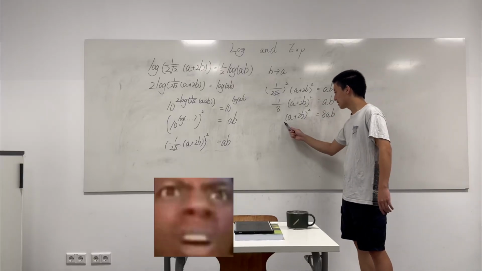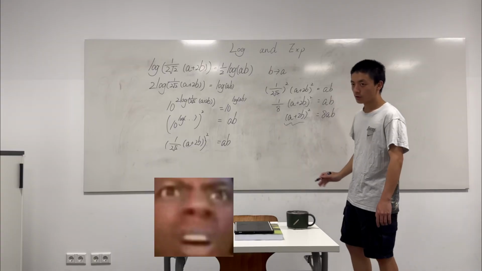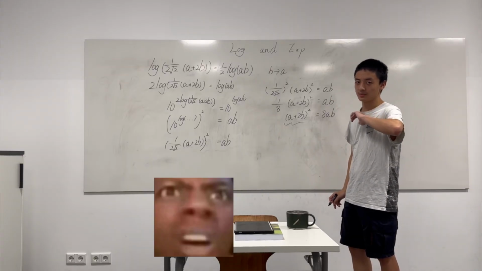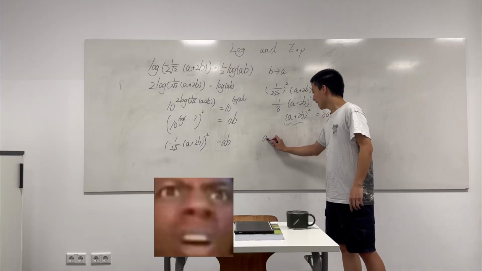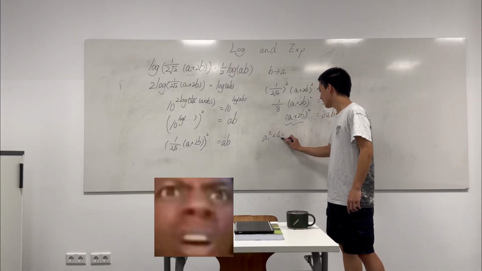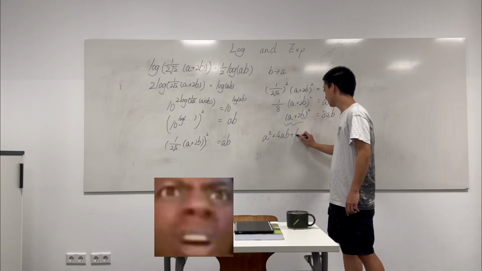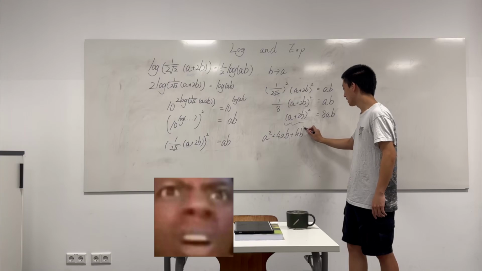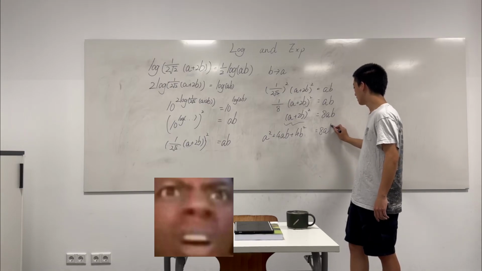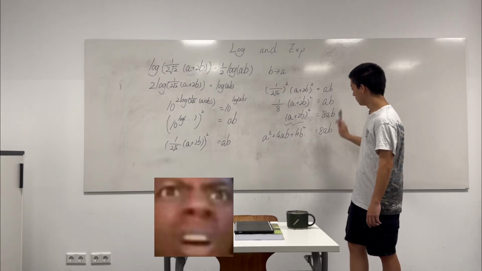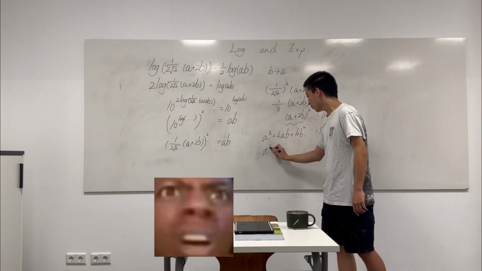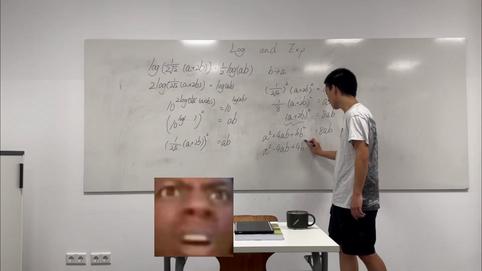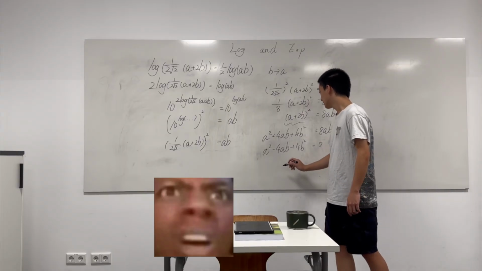And now let's expand this according to the binomial expansion. I explained it last video. So a squared plus 4ab plus 4b squared is equal to 8ab. Then move it to here. A squared minus 4ab plus 4b squared is equal to 0.